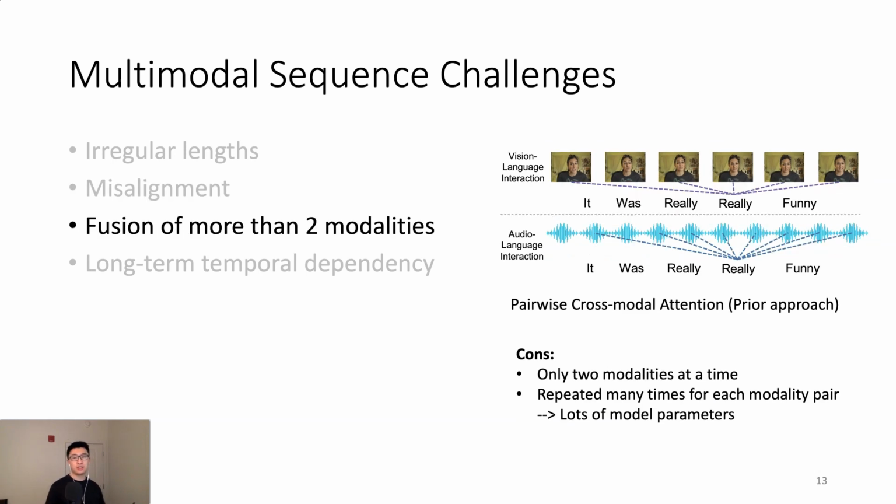The third challenge is the fusion of more than 2 modalities. Traditional approaches have attacked this problem using pairwise cross-modal attention. So we can model vision and text interaction, and then we can model audio and text interaction, but they can only do this in a pairwise manner. This means for a video sequence that has 3 modalities, you would have to do 6 such modules to be able to model all pairwise interactions, which in turn translates to lots of model parameters and a lot of computation.